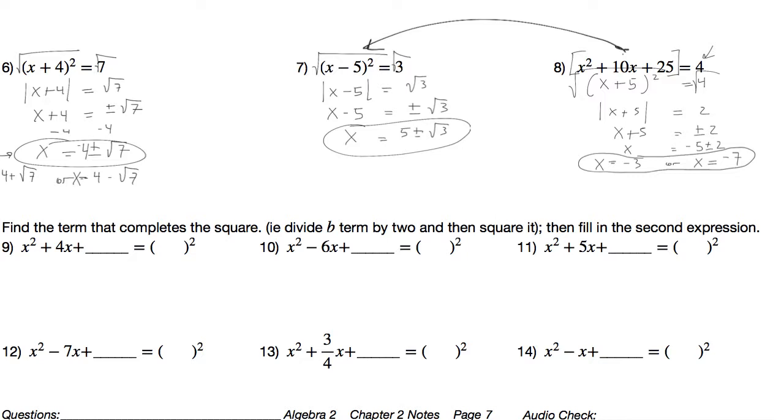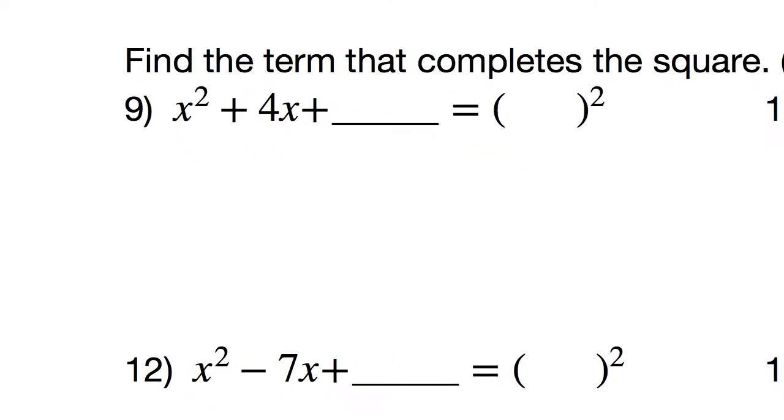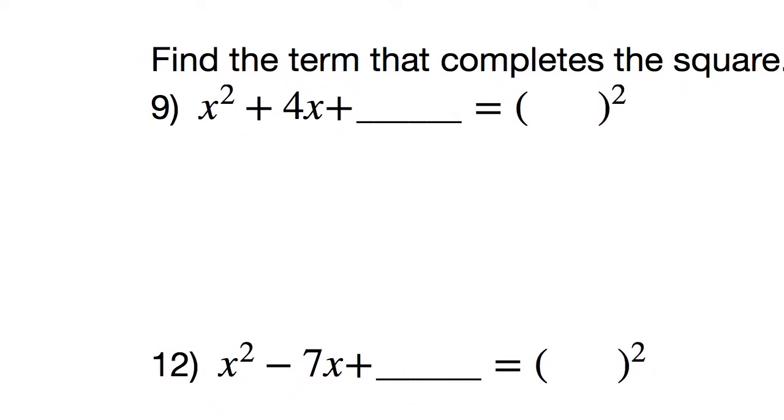So the instructions for the next part say find the term that completes the square. That is, divide the b term by 2 and then square it. And then fill in the second expression. So we're not always going to have a perfect square trinomial, so let's figure out how we can create it.